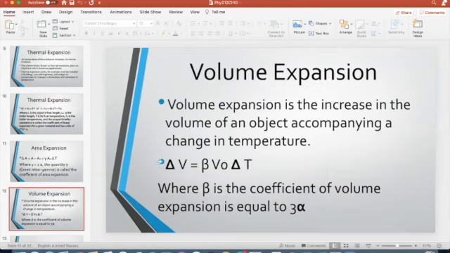Volume expansion is the same thing. Delta V is your final volume minus your initial volume. It is equal to the Greek letter beta, which is called the coefficient of volume expansion, which is also equal to 3 times the coefficient for length expansion, that alpha symbol right there. And then you're multiplying that times the original volume times delta T, which is your change in temperature, final minus initial temperature.